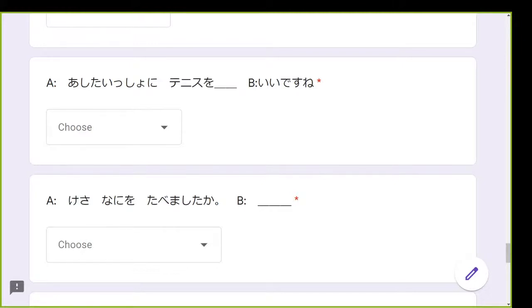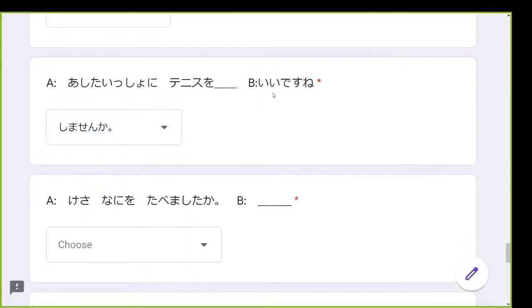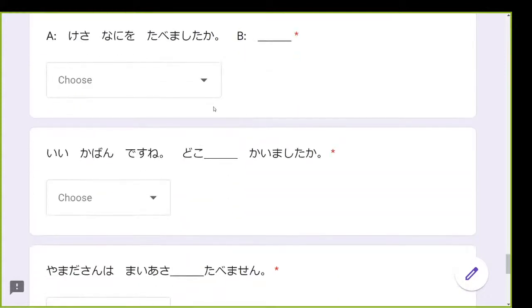明日一緒にテニスをしませんか？ Very good, because it's an invitation. Okay, an invitation to do something together. That's a nice idea. Let's do that. Okay, next is Jerome.